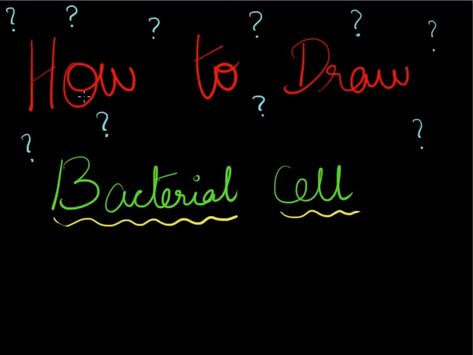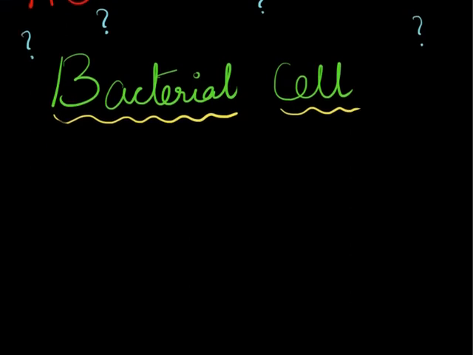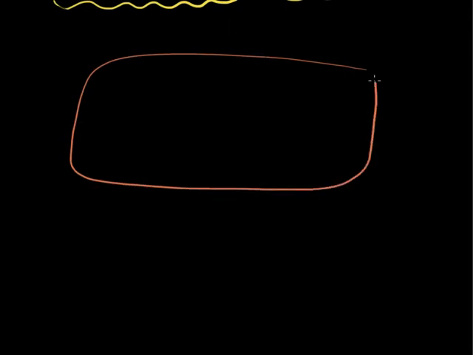Hi, today in this video we are going to see how to draw a bacterial cell. So we begin by drawing the outer boundary for the cell. We draw that in a rectangular shape but with rounded corners. And you don't really have to be very perfect with this, just go with the flow. So this is the cell wall of the bacteria.